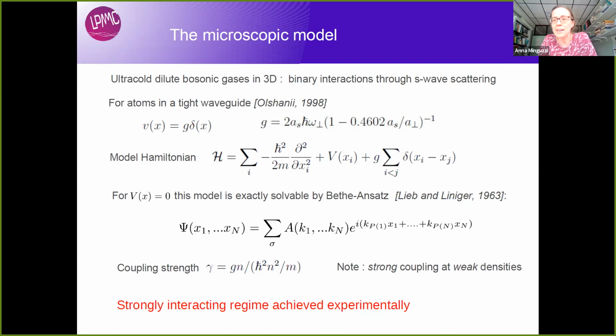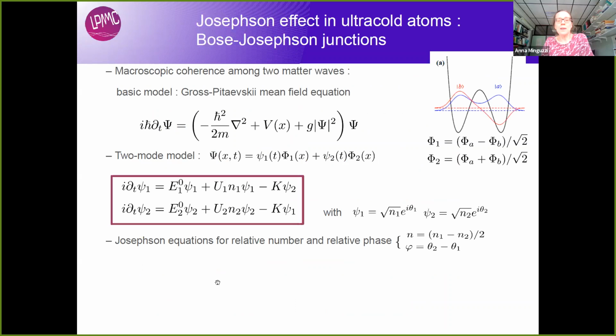So now about the Josephson effect. In the ultracold atom community, it is possible to realize the Bose-Josephson junction by connecting two matter waves. For example, the so-called external Josephson effect is realized by using a double well separated by a barrier potential. And in this case, if the geometry is quite confined, we can use a two-mode model where we separate the amplitude occupation of each well from two orbitals, phi one and phi two, which describe the typical occupancy of each well.